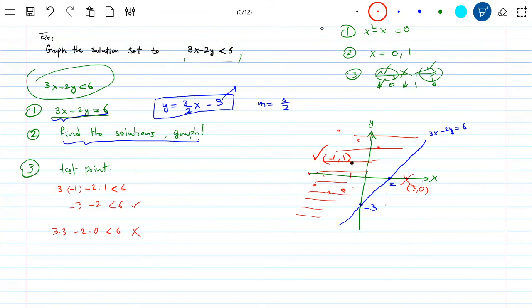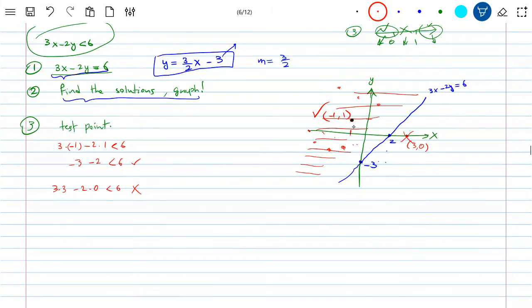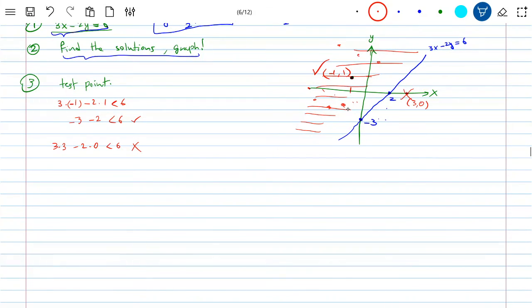So what do I say? When they say graph the solution set, you do not write the solution by intervals. You draw it and say the shaded area is the solution. So let me make it more clear. Draw it better.